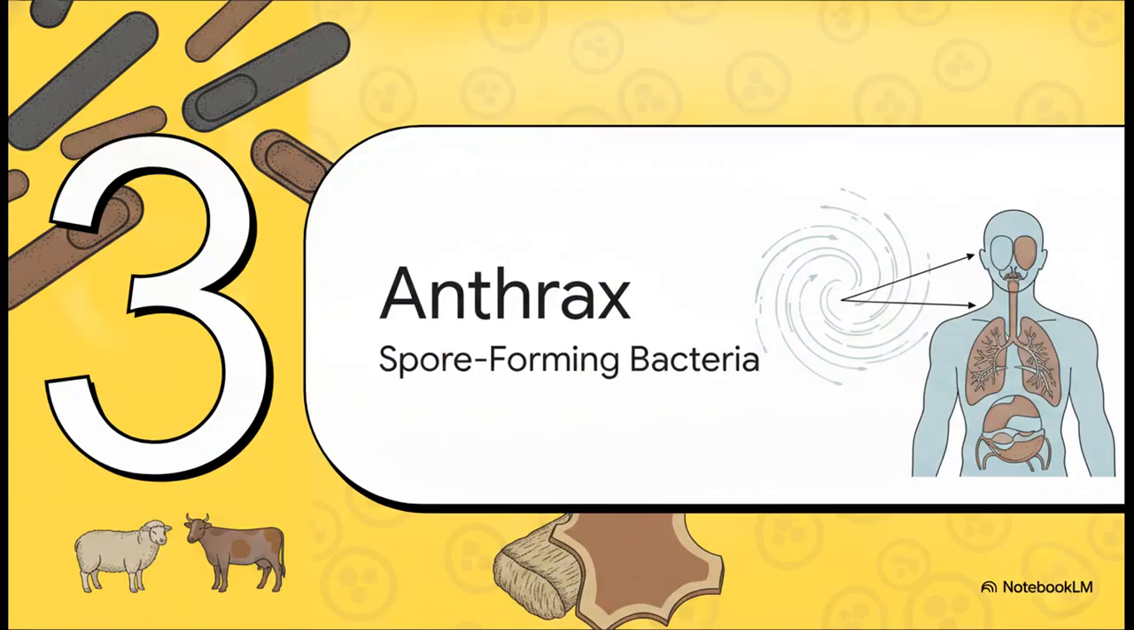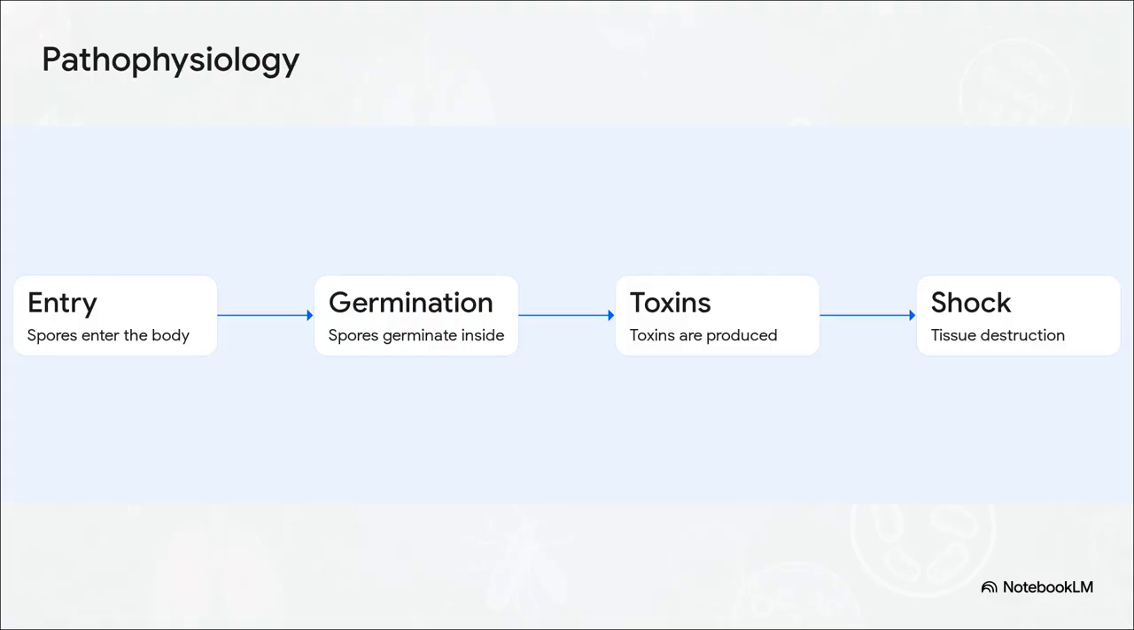Section 3, anthrax, spore-forming bacterial infection. By definition, anthrax is a brutal bacterial infection caused by Bacillus anthracis. Humans usually acquire it through infected animal products, skin breaks, or by inhaling spores. The pathophysiology is brutally fast. Spores enter the body, find a warm, nutrient-rich environment, and germinate. They instantly start producing lethal toxins. This triggers massive edema, rapid tissue destruction, and shock.